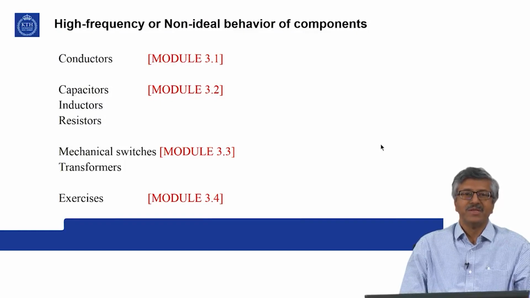So we have an idealized version of these components in our mind, but we can see that these components are not behaving as we think they would under high frequencies. When the frequency is increasing, a lot of things are changing in the behavior of conductors and capacitors, inductors and resistors or switches or transformers. We will look into those.